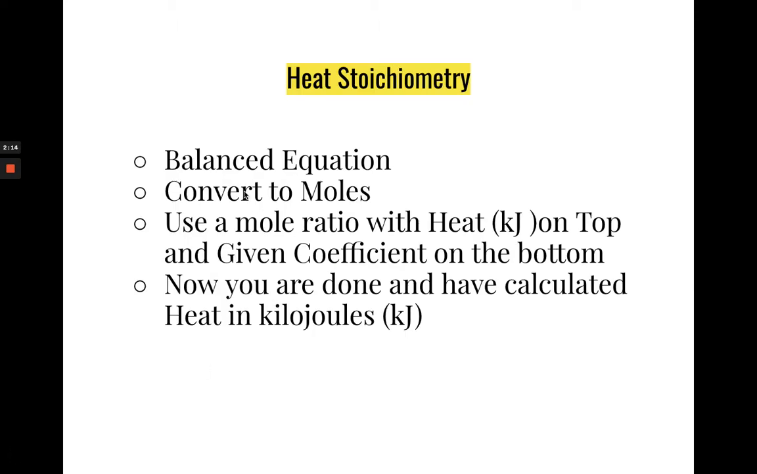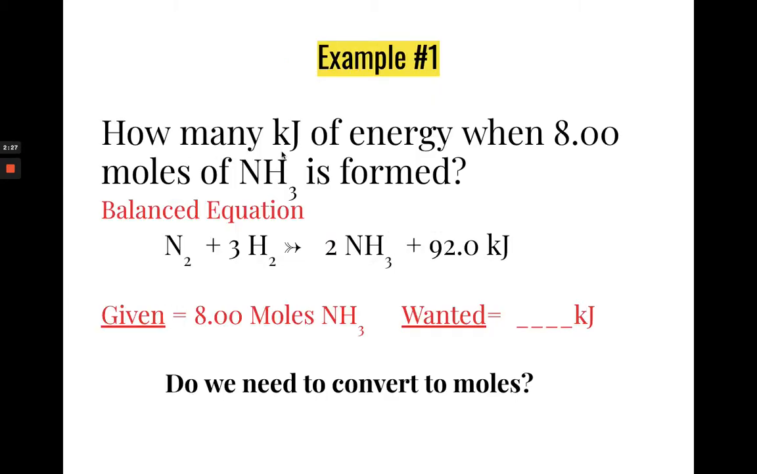So again, we are going to get a balanced equation. We are going to convert to moles if we need to. We're going to use a mole ratio with heat in kilojoules on the top and a given coefficient on the bottom, and then you're done. All right, so how many kilojoules of energy when 8 moles of ammonia is formed? So here's our balanced equation again. And as usual, we need to go up to the problem and find the given. That's 8 moles of ammonia. And this time we want to figure out how many kilojoules. So that's our wanted.